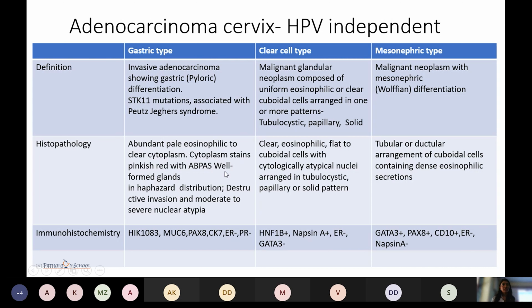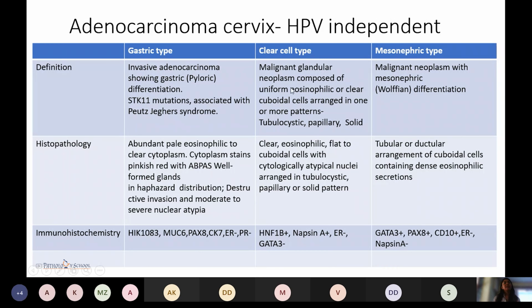There is a destructive invasion. Obviously, it is a carcinoma, with moderate to severe nuclear atypia. These are associated with Peutz-Jeghers syndrome and STK11 mutations. And commonly for gastric type, the immunohistochemistry is HIK1083 and MUC6, because the cytoplasm stains positive with AB-PAS. It has the neutral mucin, so MUC6 is positive in this case.